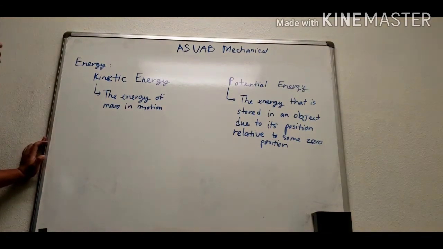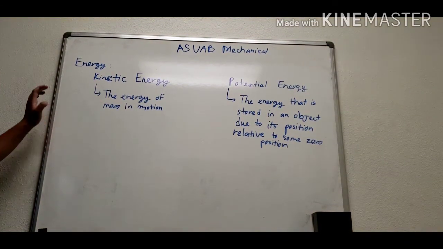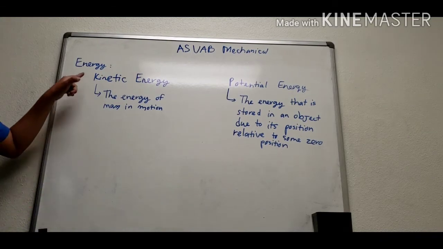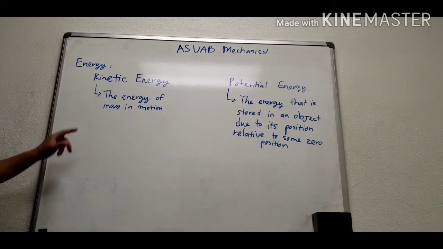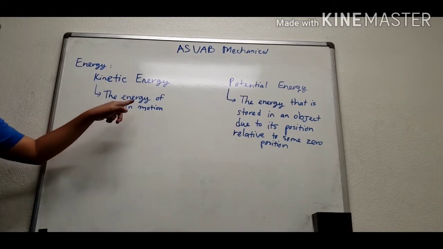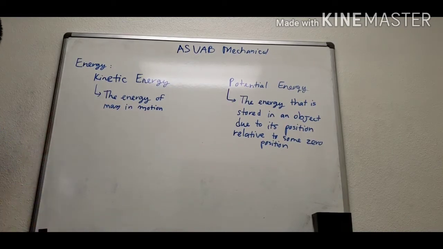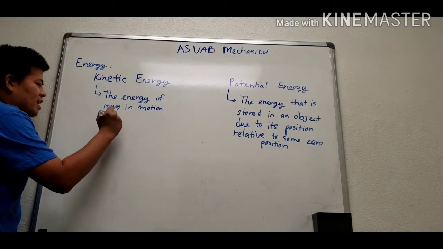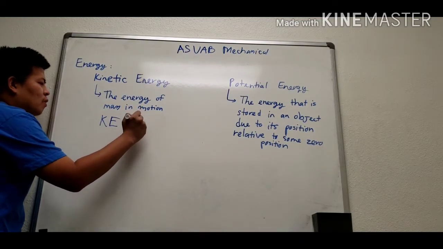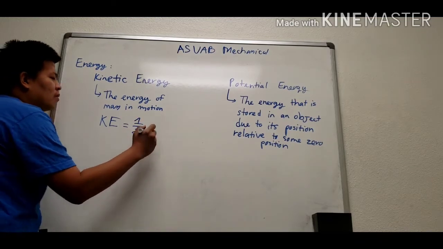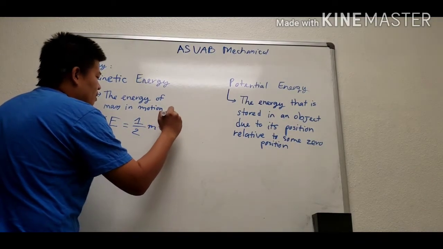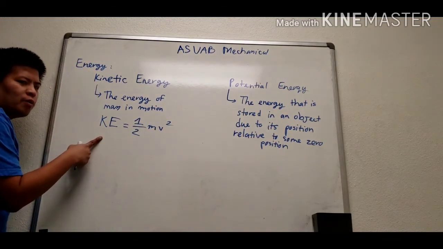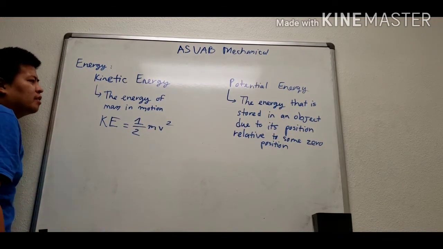About energy. On the ASVAB, we will care about kinetic energy and potential energy. About kinetic energy, the definition is the energy of mass in motion. We have the formula KE equal to 1/2 multiplied with m, and the velocity power 2. Let's see the formula of the kinetic energy.